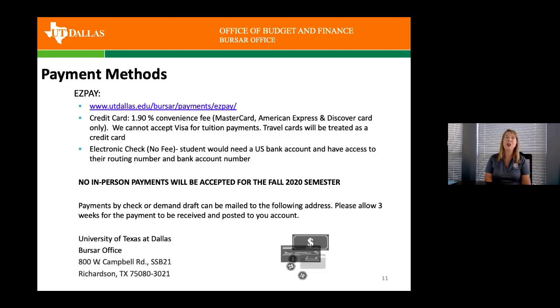There are a few things that are different this coming semester for the fall, with things being a little different again.